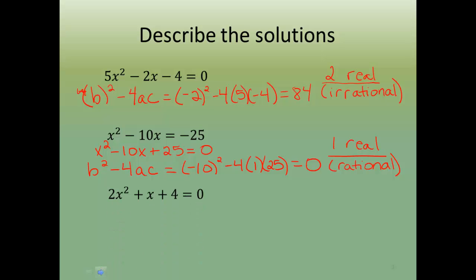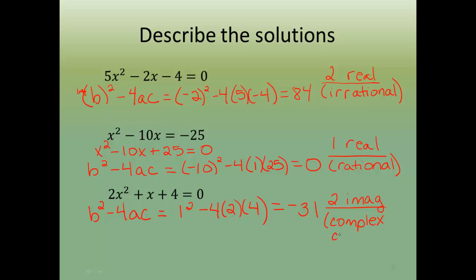So here's the last one. 2x squared plus x plus 4 equals 0. My discriminant is b squared minus 4ac. That's 1 squared minus 4 times 2 times 4. That's 1 minus 32, negative 31. My discriminant is negative. It's going to get me 2 imaginary solutions. There's the description. And in fact, these solutions are going to be what we call complex conjugates.